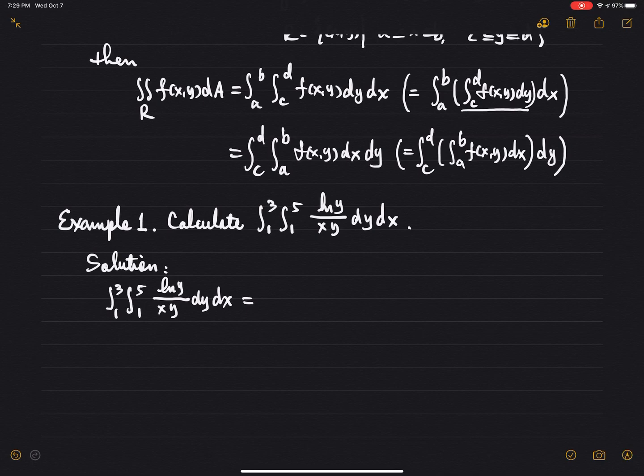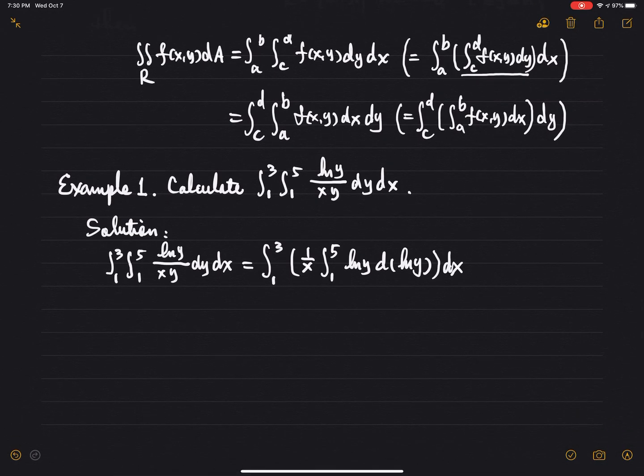Remember we integrate with respect to y first, so x is like a constant. So I can put 1 over x out. And then here is the integral from 1 to 5, and this is log y, d log y. d log y is 1 over y dy, right? And then here's dx. Because x is a constant, 1 over x is a constant, we can move it out of the integration.